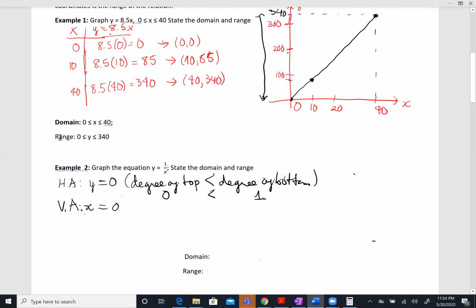Okay. And now you will do the same t-table. So we're going to say x here, y equals 1 over x. Okay, so let's choose some values for this. I'm going to say, okay, let's do -2, -1, 0, 1, and 2, right? Let's see what happens. Okay.